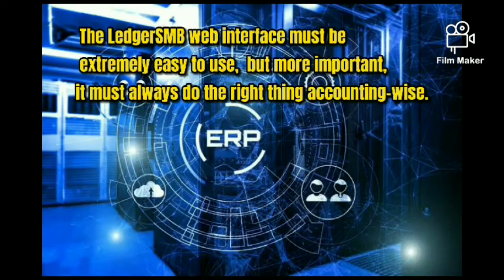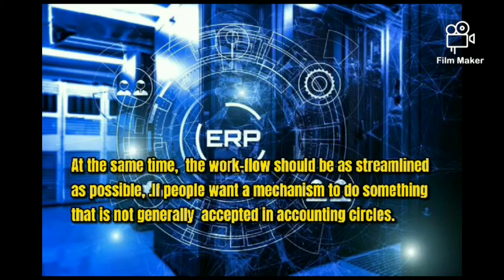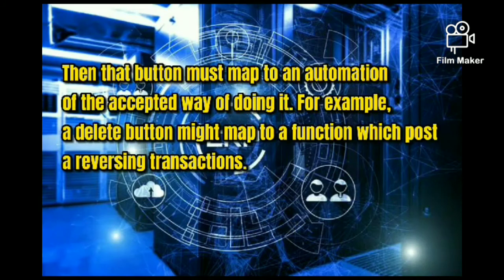The Ledger SMB web interface must be extremely easy to use, but more important, it must always do the right thing accounting wise. At the same time, the workflow should be as streamlined as possible. If people want a button to do something that is not generally accepted in accounting circles, then that button must map to an automation of the accepted way of doing it. For example, a delete button might map to a function which posts a reversing transaction.